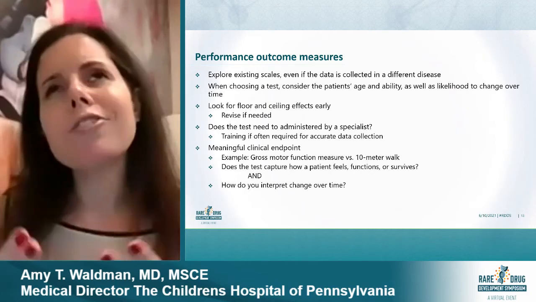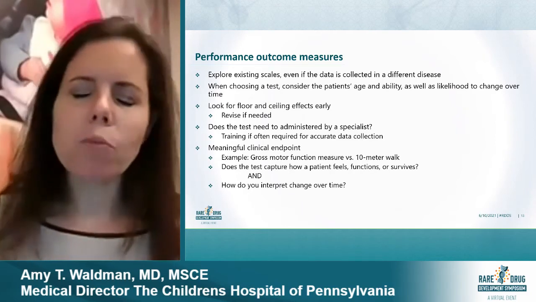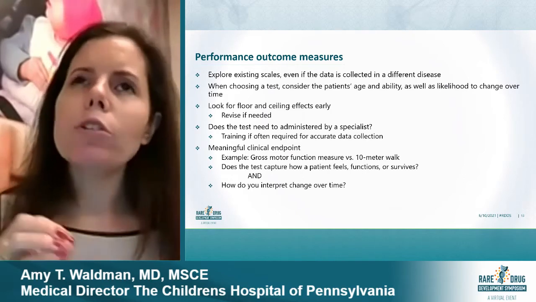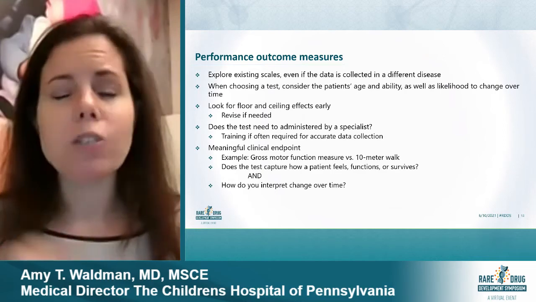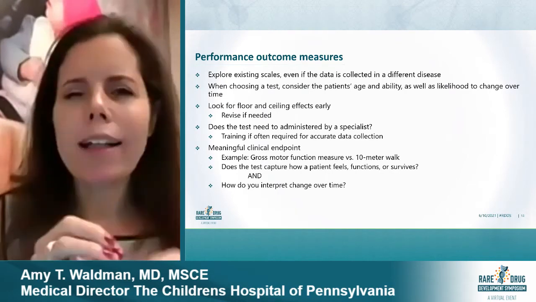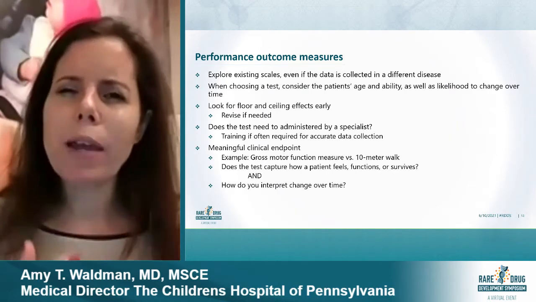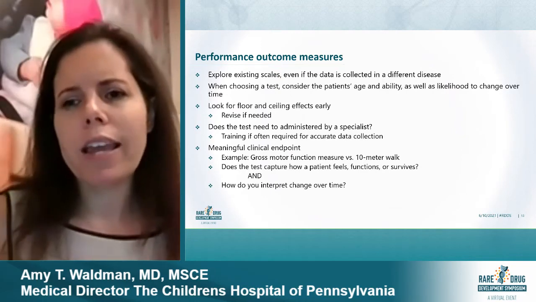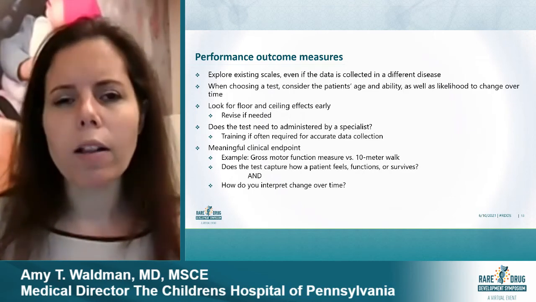So my advice in terms of where do you start: we picked a broad number of scales, and we were fortunate that we had funding to do that. But when you're picking where to start, you want to start with exploring existing scales, even if the data wasn't collected in your disease, something that has been validated in a patient population. So you at least know the metrics of the test are reliable. You, of course, consider the patient's age, ability, and change over time. That's, of course, key as well.